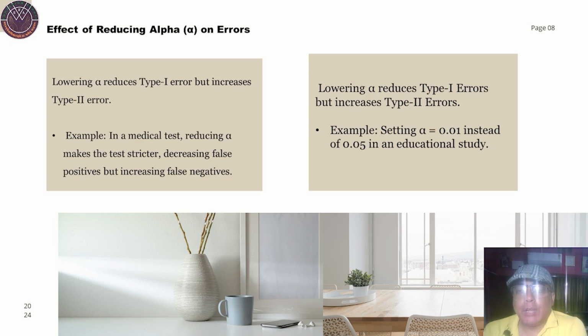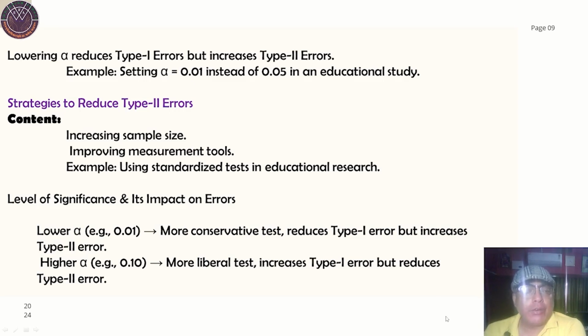Similarly, lowering alpha reduces type 1 error but increases type 2 error. I already told you that if you decrease alpha from 0.05 to 0.01, then you are in a better position to reduce type 1 error, but you should be careful that you do not commit type 2 error. So lowering alpha reduces type 1 error but increases type 2 error, which I already told you.